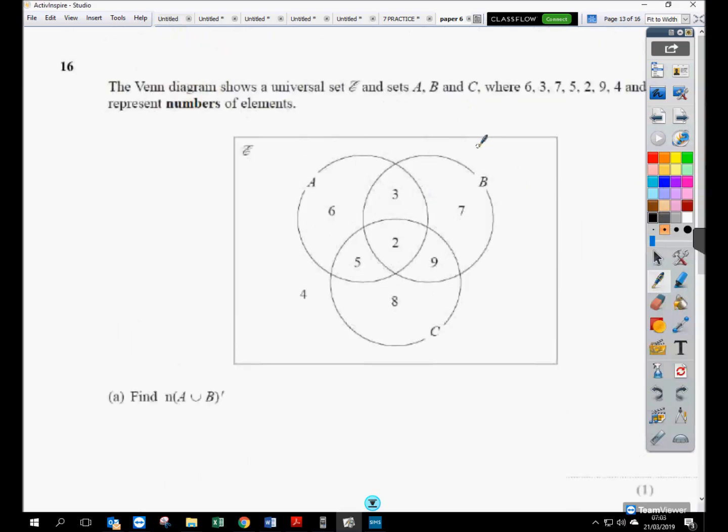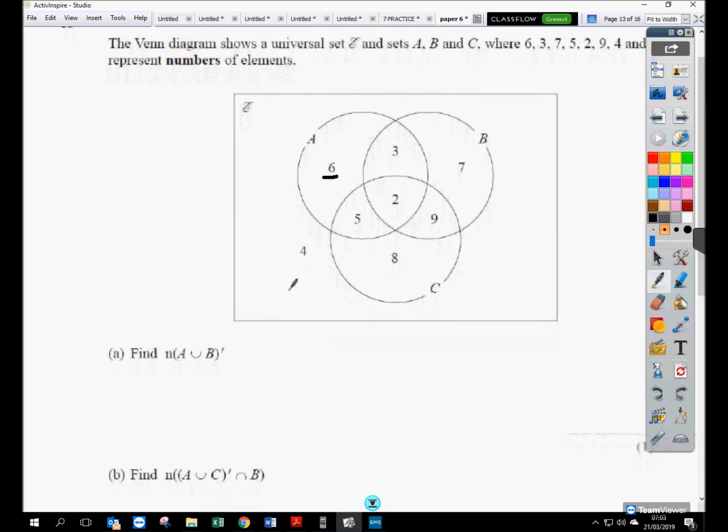Okay, so with this question, it's very important to read this information at the top. That tells you that each of these numbers represents a number of elements. And it's in bold, and you have to heed this information, as the number 6 doesn't mean that it's one item. It means there's 6 items or 6 elements, but represented with the number 6. So instead of writing all 6 in the diagram, they write the number 6 to mean that there's 6 elements.